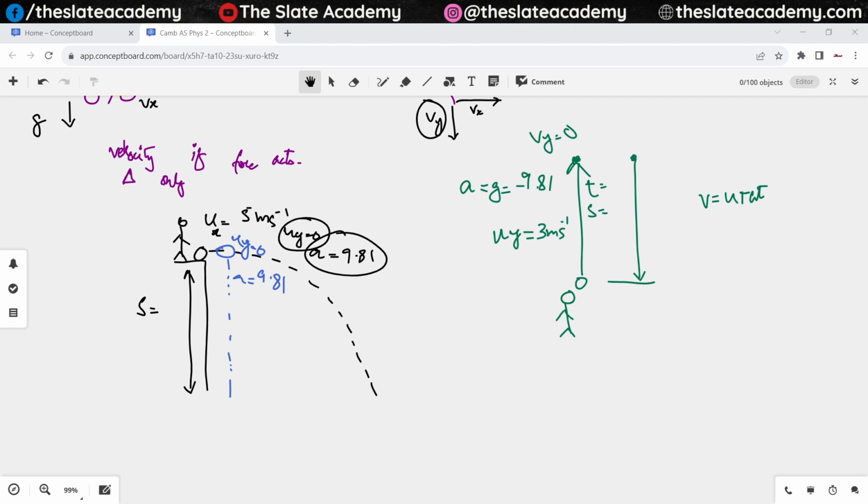Only acceleration is not possible. No, I'm trying to explain precisely the question that you just asked. So for that I just need time. So v will be 0, u will be 3, minus 9.81 t. Okay, so 9.81 t is equal to 3. T is equal to 3 divided by 9.81.